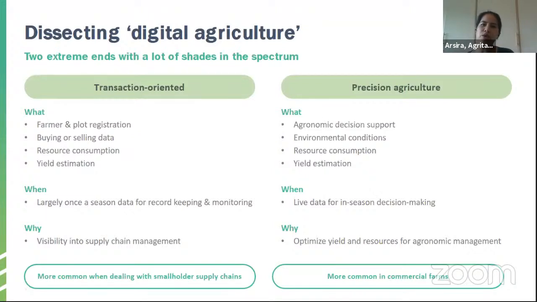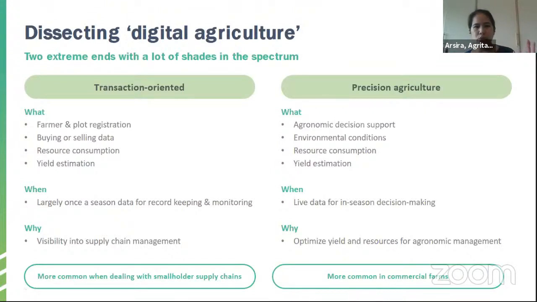Now, on the other hand, you have more genuine precision agriculture, which is used for agronomic decision support, irrigation, soil sampling, pest scouting, etc. So it has some overlap. It also tracks the resource use and yield characteristics and indicators. But I think the key difference here is that for precision agriculture, a lot of the data is being consumed live to track what's going on during the season for decision making, with the main goal to optimize yield and resources. So it is more for agronomic management.